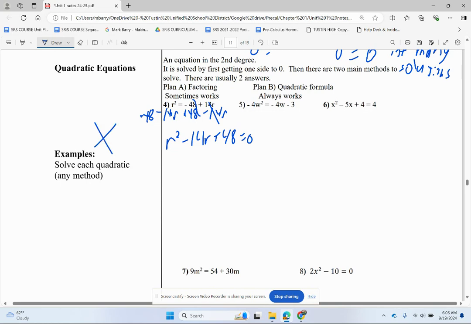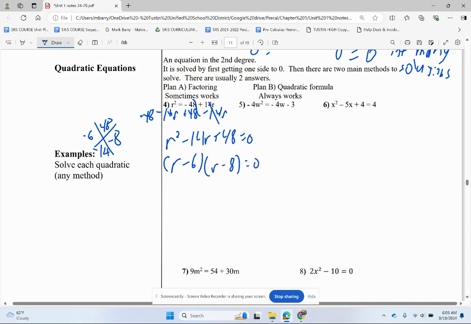Okay, so now we're going to try to factor. We'll do a times c up top is 48. B on bottom is -14. So we've got to think of two numbers that multiply to 48 and add to negative 14. I thought about negative 6 and negative 8. That does work. We have nothing in front of our r squared, so we can do the shortcut here: r minus 6, r minus 8.